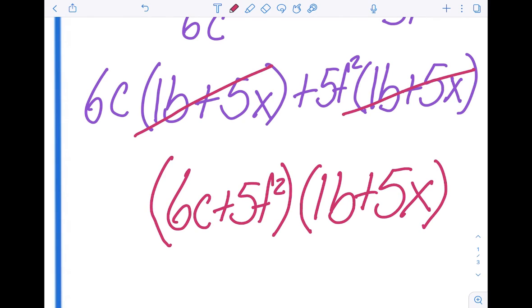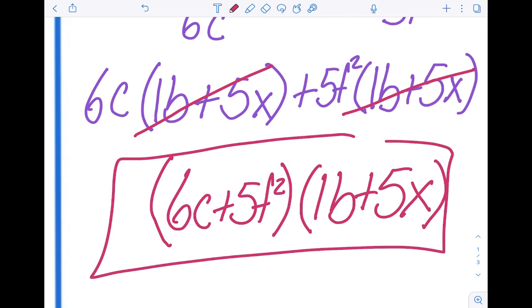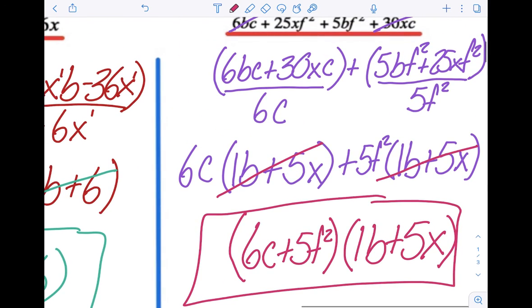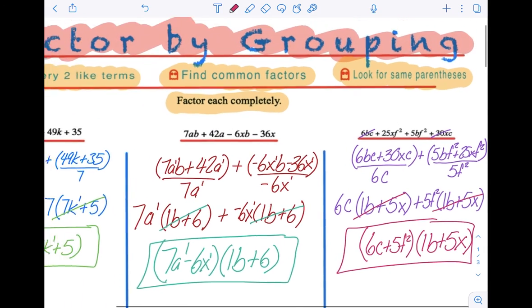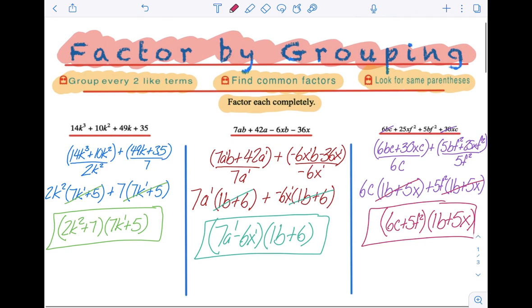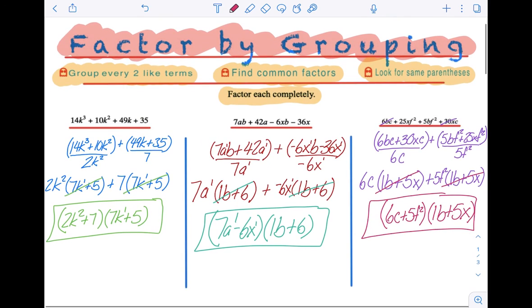Look at that. This is my solution. So this one was a little different. We had to reorder. So those are the 3 types of problems that you're going to see in your worksheet. So make sure that you copied everything down. You rewind if you have to. You are grouping every 2 terms. You're going to find the common factors using your multiplication chart, and you're going to look for the same parentheses.